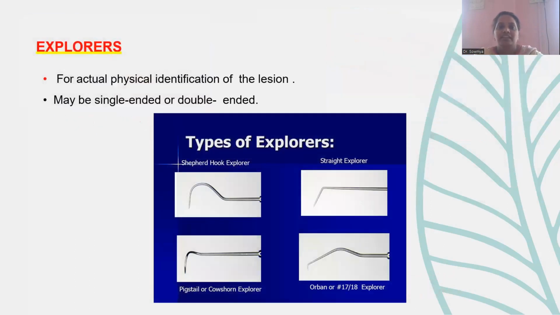Explorers, for actual physical identification of the lesion, it might be either single-ended or double-ended. That means the exploring tip can be present either only on the one end or it can even be present on two ends. So as we can see in the diagrams, the first one is shepherd hook explorer. This next one is straight explorer. The third one is pigtail or cow horn explorer. And the fourth one is odd one or 17/18 explorer.